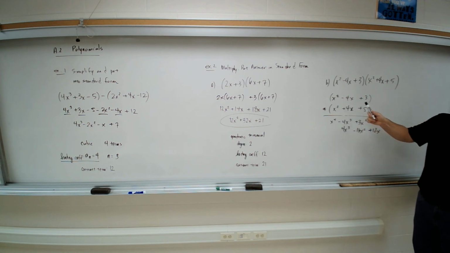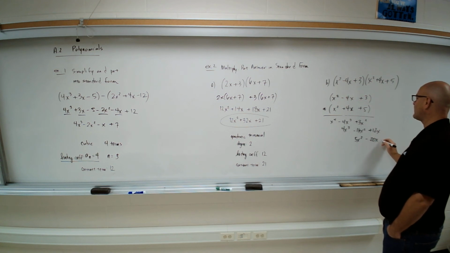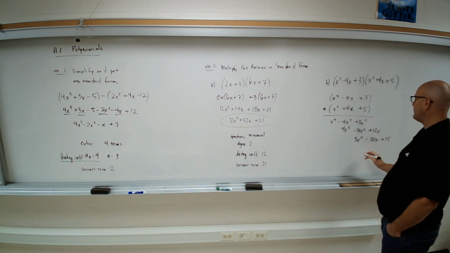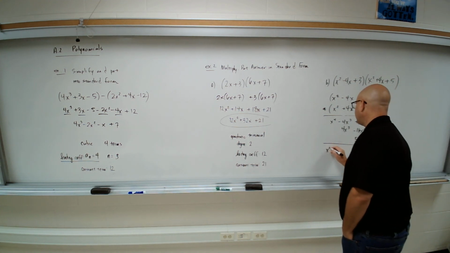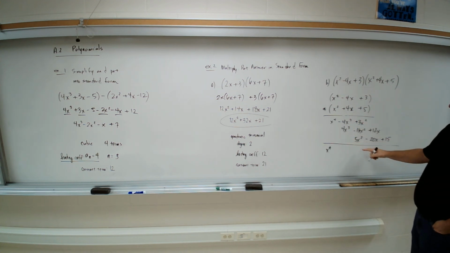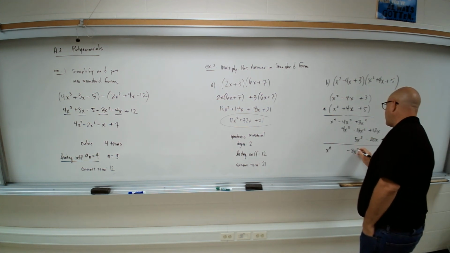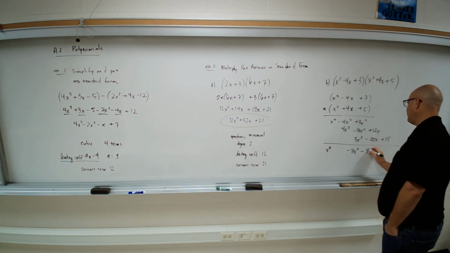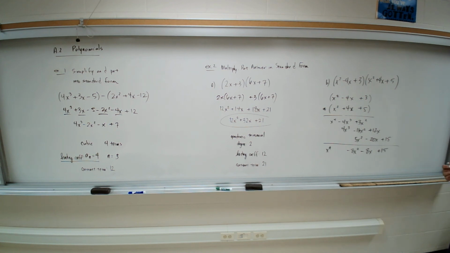And then now we'll take 5 times each of these. So 5x squared minus 20x plus 15, and then if we just add all those parts down, it should give us a nice standard form equation. It should give us x to the 4th, and so these will cancel. This will be 8x squared minus 16, so that's minus 8x squared, minus 8x plus 15. That's what we get.